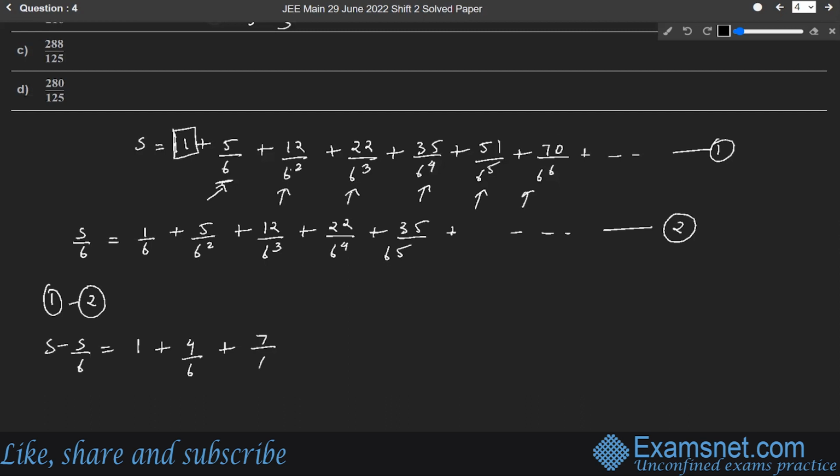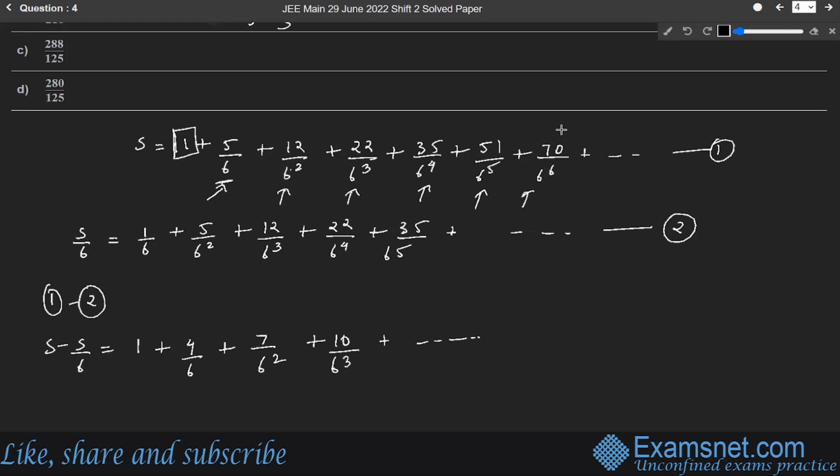So it will be 7 by 6 square, right? Then 22 by 6 cube minus 12 by 6 cube. So it will be 10 divided by 6 cube, right? And so on. All right. I hope this step is clear to you. Okay. So now what we have to do is, you can see that this is an equation.